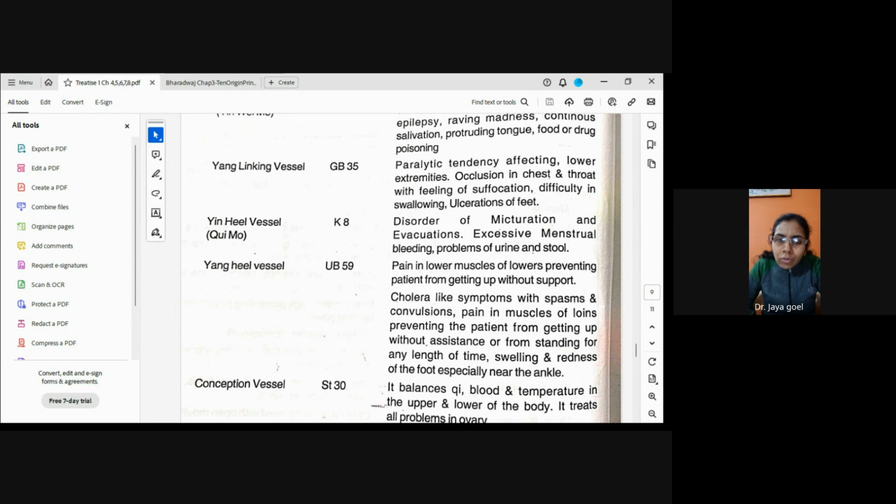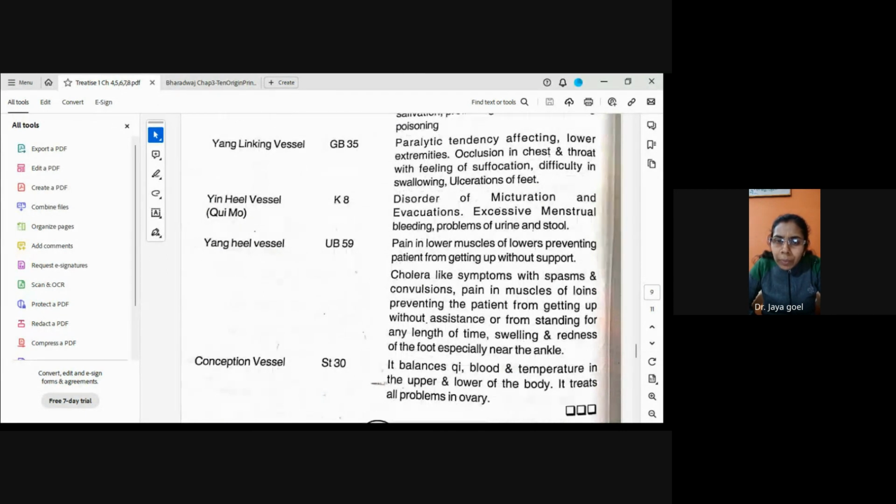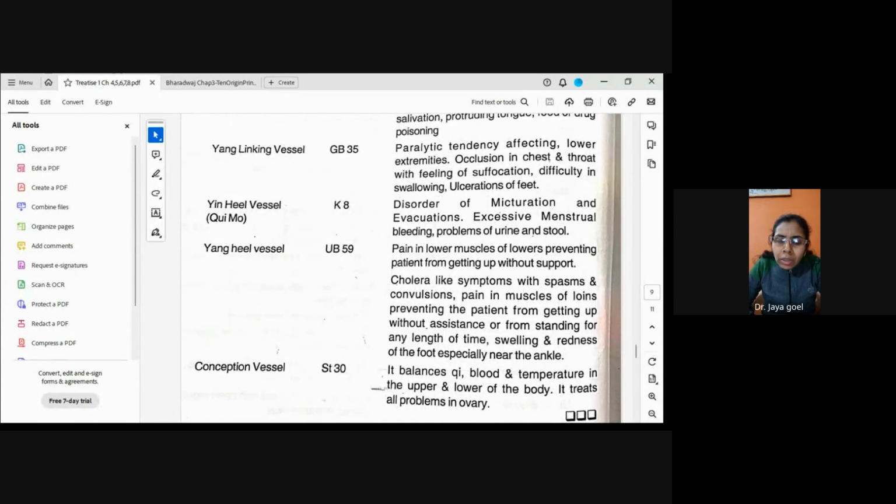Yang heel vessel, UB59. It treats pain in the muscles of the lower limb, preventing the patient from getting up without support. If the patient is not able to stand by himself without support, the lower leg muscles are weak and there is pain, then treatment should be given on UB59. Also cholera-like symptoms with convulsion as an additional symptom.